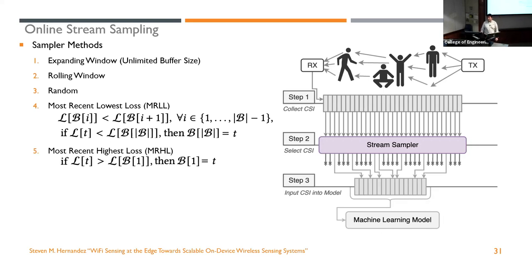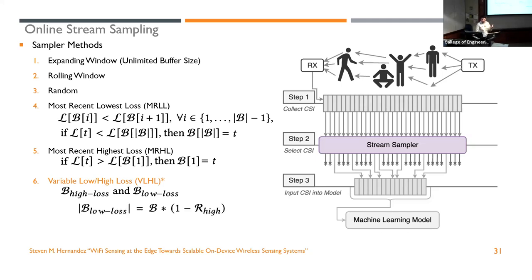And the opposite of that is most recent highest loss. So here, it's just the opposite. We just keep all of the highest loss samples as they come in the data stream. And beyond that, we have this variable low high loss method. So we have two separate buffers, the high loss buffer and the low loss buffer. We combine those together. The sizes of them should be related to this ratio parameter, which is between 0 and 100%.